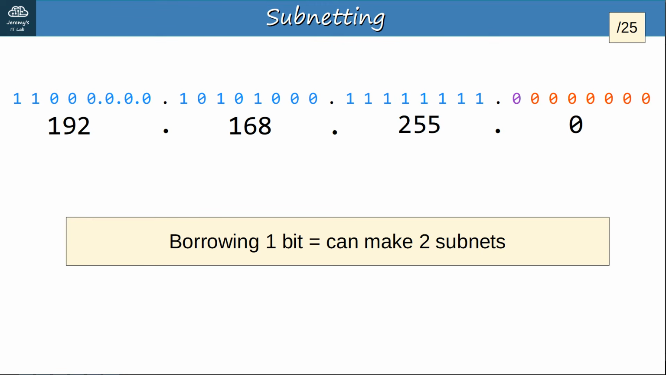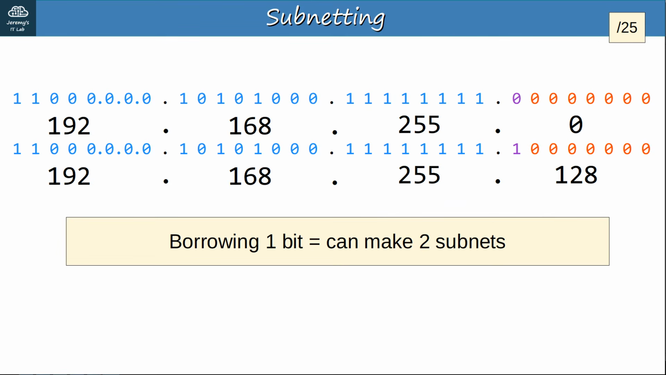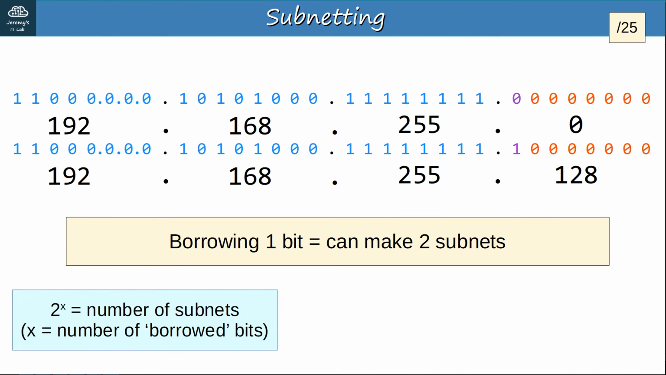Why is that? Well, all of the original network bits, the blue bits, cannot be changed. That is the network we received. However, the purple bit, the bit we borrowed from the host portion, we can change, and it can be either 0 or 1. If it's 0, we have the 192.168.255.0/25 network. If it's 1, we have the 192.168.255.128/25 network.